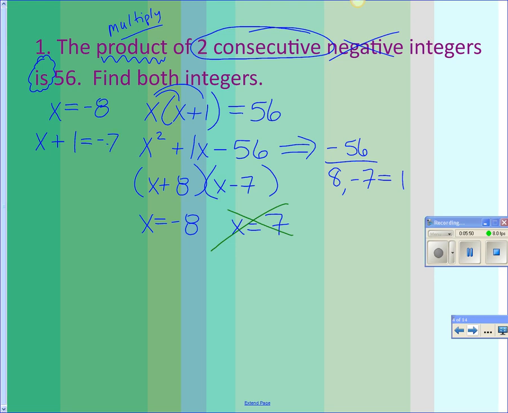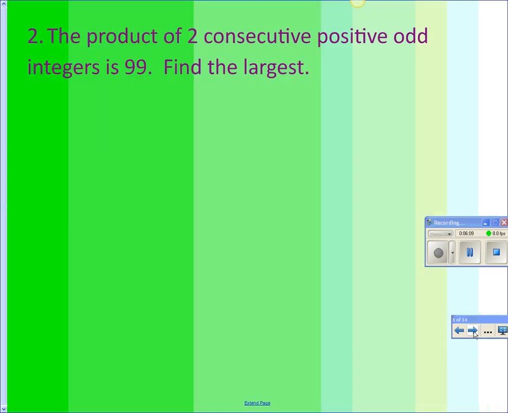Negative 7. So those are the two answers. X equals negative 8, and x plus 1 is negative 7. So those are both the integers. Okay, all right, any questions on that first one? All right, well, let's do another one, and we'll find what step is getting you, okay?